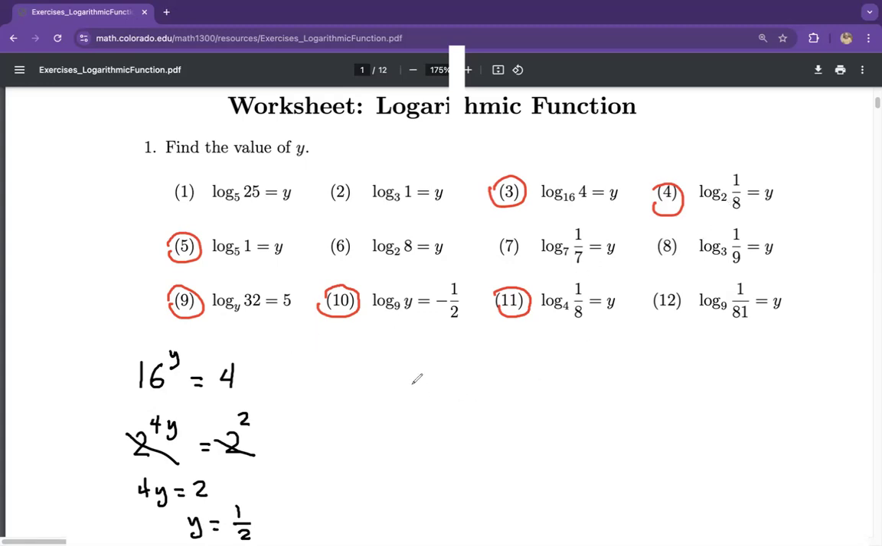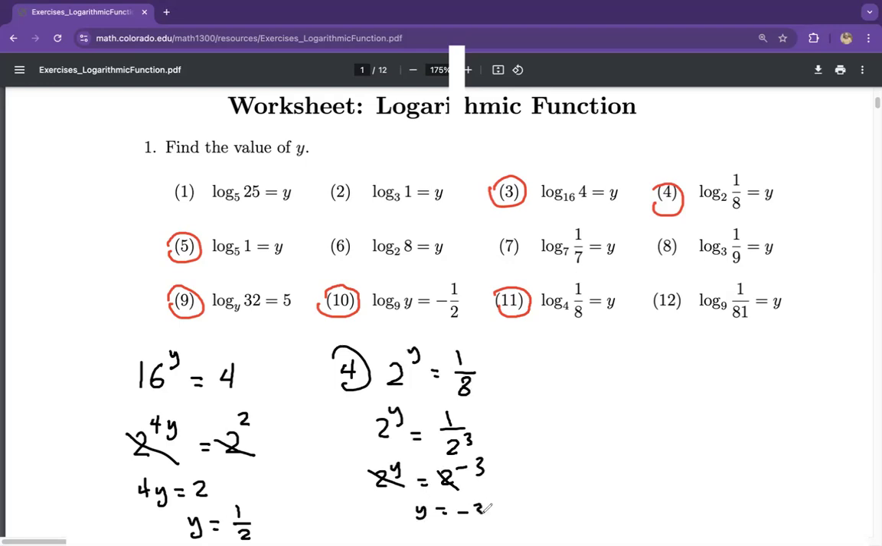Here, the same thing with number 4. You want to go 2 to the power of y equals 1/8. 2 to the y equals 1/2 to the power of 3. So I'm making the bases the same, but these two bases are not the same yet because that's 1 over. So what you do, you go 2 to the y equals, bring that up and make the exponent negative. Now the 2's cancel, y equals -3.